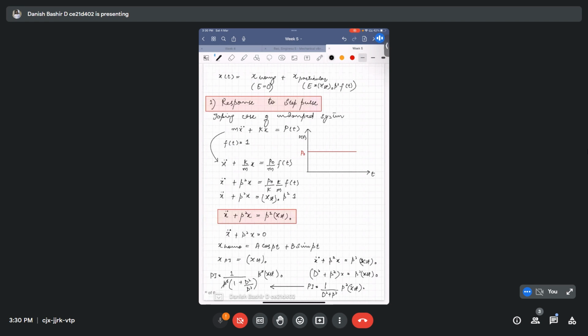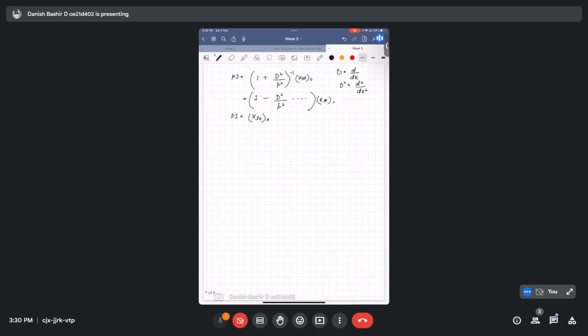So the particular integral PI is x static naught. Okay, so we can write the total solution of our problem as x of t equal to a cos pt plus b sin pt plus x static naught. Okay, this is the solution of our differential equation. If we have some initial conditions, for example for this case, I will take the initial displacement equal to 0 and initial velocity equal to 0. Okay, I am taking these two conditions.